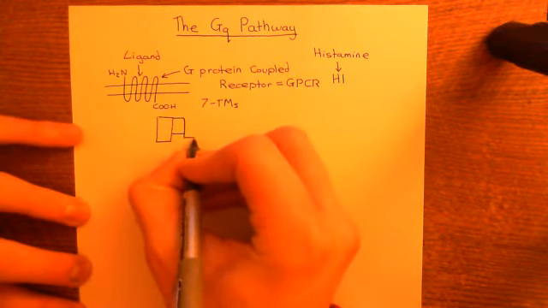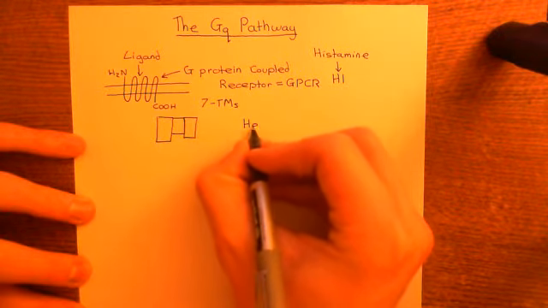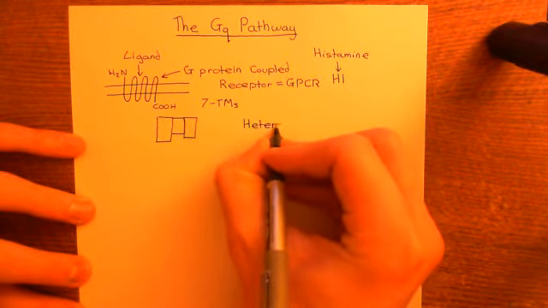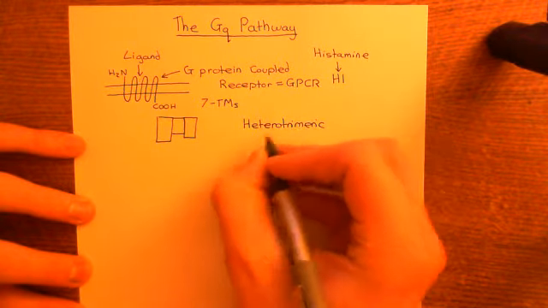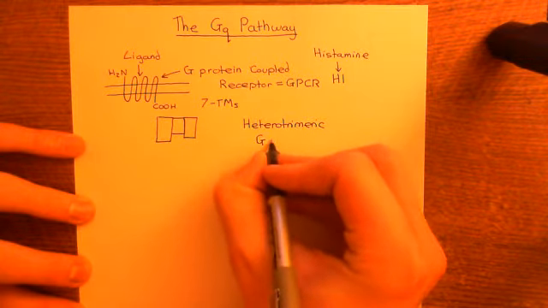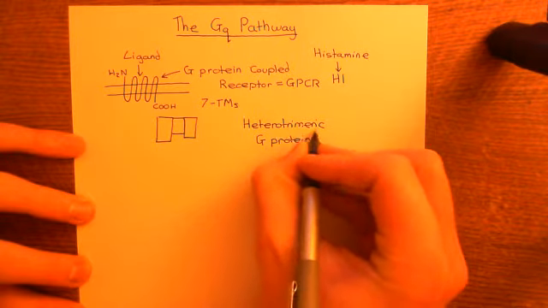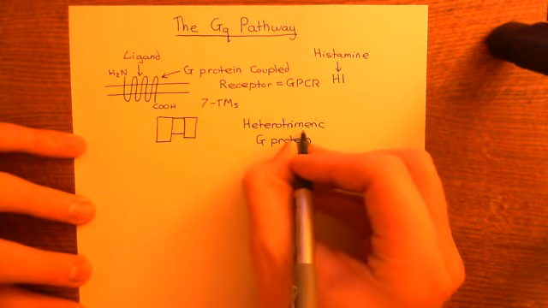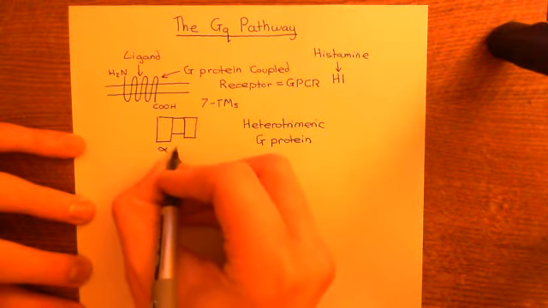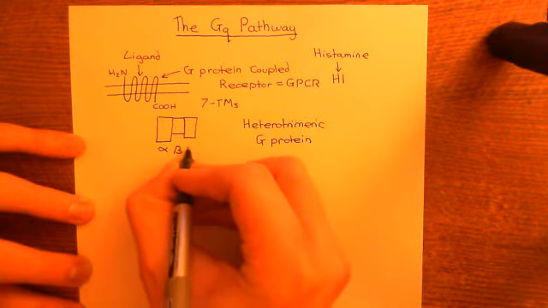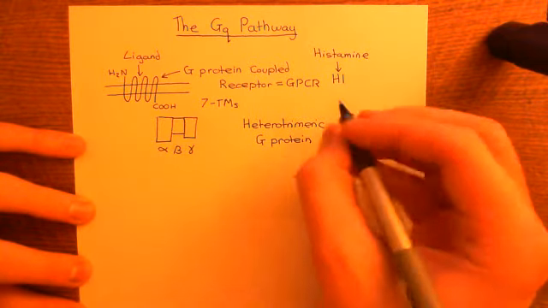Heterotrimeric G proteins consist of 3 separate subunits which are all different. They have an alpha, a beta, and a gamma subunit, and that's why they are called heterotrimeric G proteins. Hetero means different, trimeric means made up of 3 subunits. This one is going to represent the alpha subunit, this middle one will represent the beta subunit, and this final one will represent the gamma subunit.